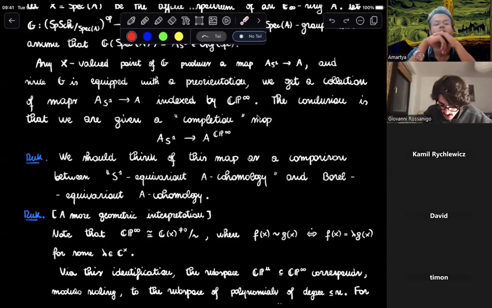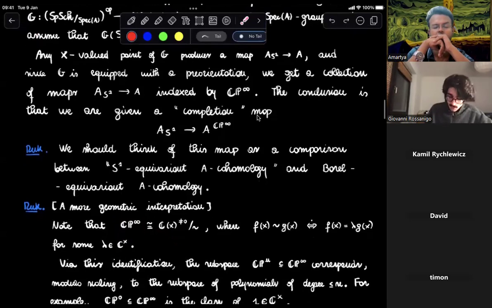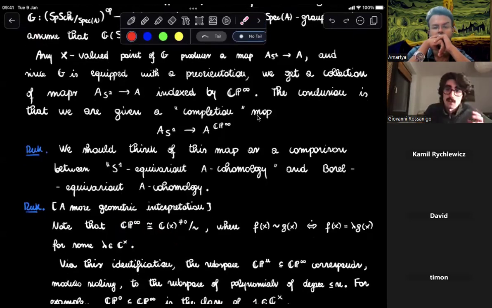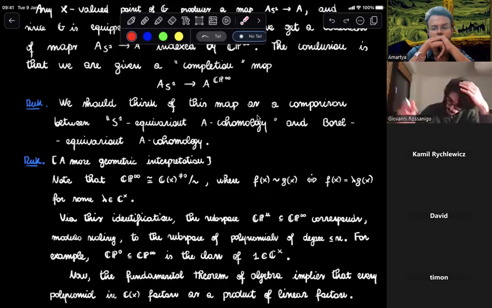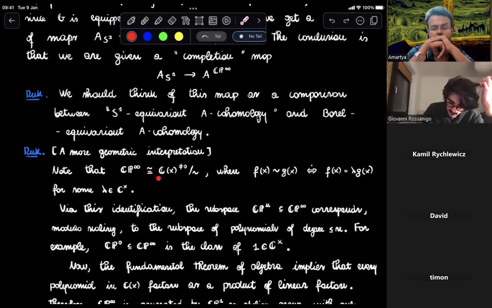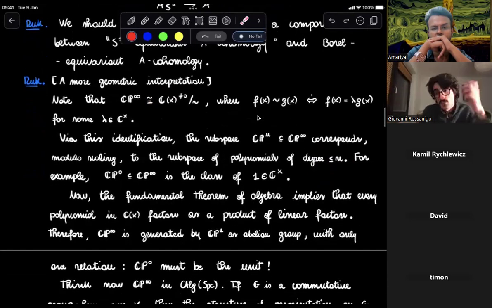CP infinity as the space of polynomial functions over C which are not zero, and we identify the space by the proportional relation, then we can think about every CPn inside CP infinity as corresponding, modulo scaling, to the subspace of polynomials of degree less than or equal to n. In particular, CP0 is the class of the unit. And since we have the fundamental theorem of algebra, every polynomial in C[x] factors as a product of linear factors.